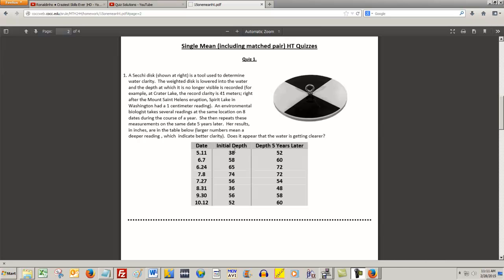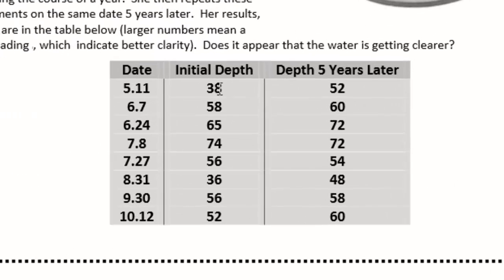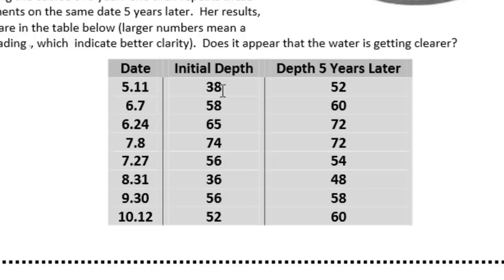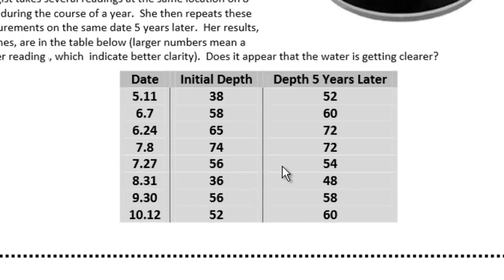A quick glance at the data looks like it is. I mean, if your initial reading was 38, and then 5 years later it's 52, 58 to 60, 65 to 72. It looks like most of these are either staying close to the same or being exceeded 5 years later. So the question, of course, is it statistically significant, not just kind of conversationally or approximately significant? So anyway, wanted to get you through the process of that.